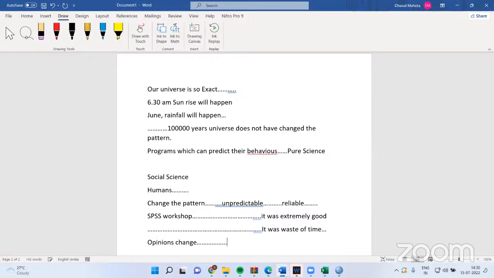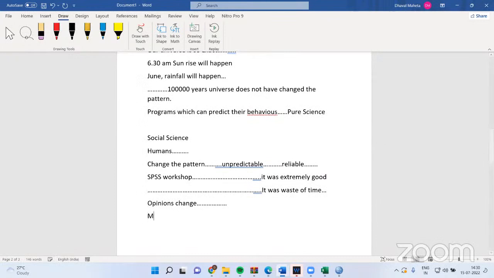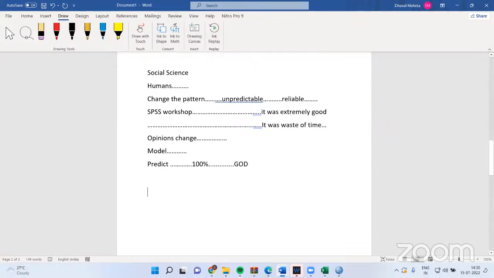And as opinions change, it is very difficult to make a model. Is it clear? And therefore, we cannot have any model which can predict anything 100%. If we have anything which can predict 100%, we will become God. But God has not given you any such permission to take his position. Is it clear? Yes, sir. Shall I proceed further now?